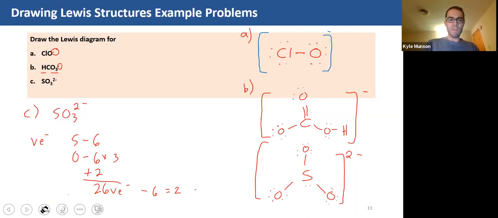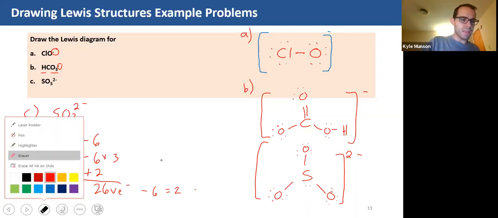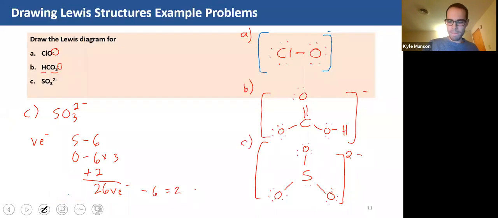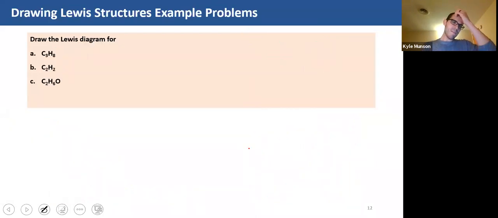Okay, so let's go on. Let's do a little bit different example again. All right, so hopefully it's making sense. Like I said, we're going to get lots of practice problems. So this is it for practice problems for drawing Lewis structures and Lewis diagrams. So let's do these guys here. Okay, so A, we have this guy here.